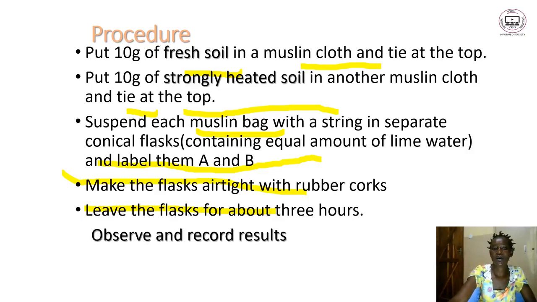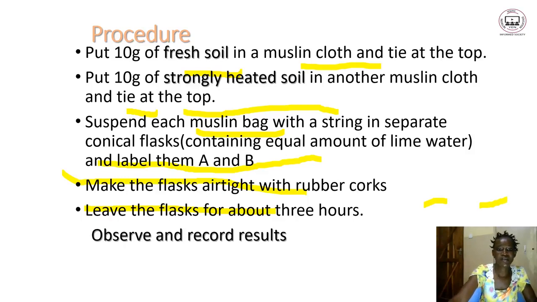So you label them A and B respectively, meaning conical flask A, which is containing fresh garden soil, will be labeled A, while the other conical flask containing strongly heated soil will be labeled B.